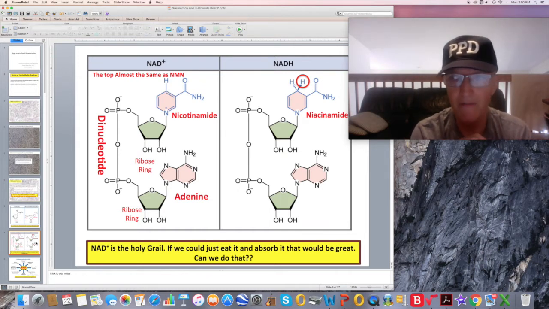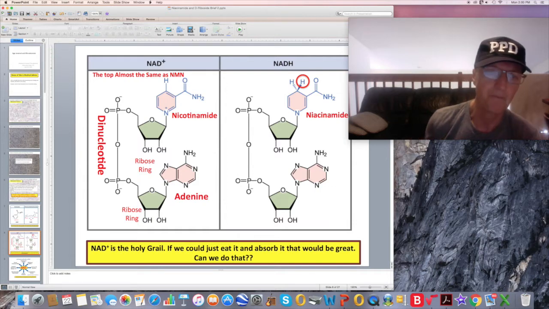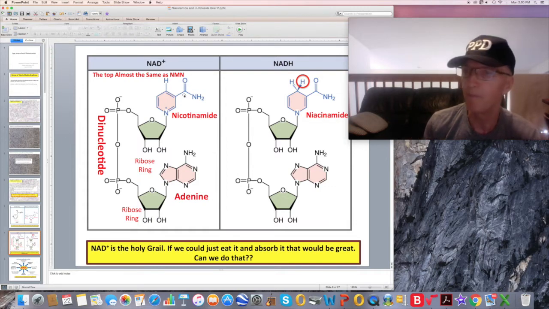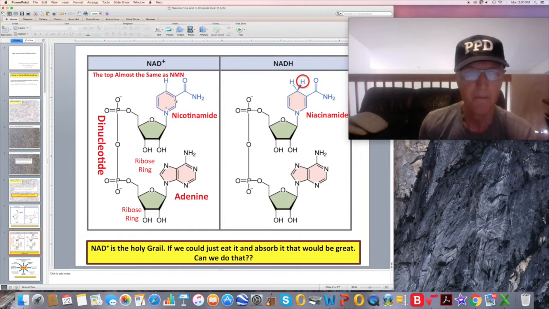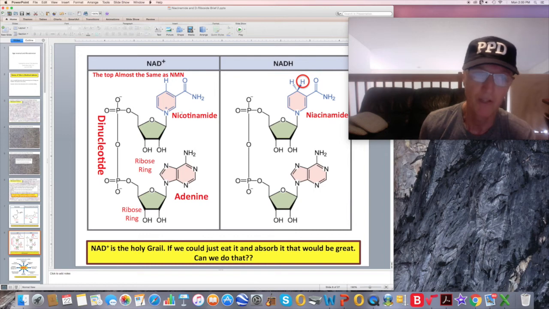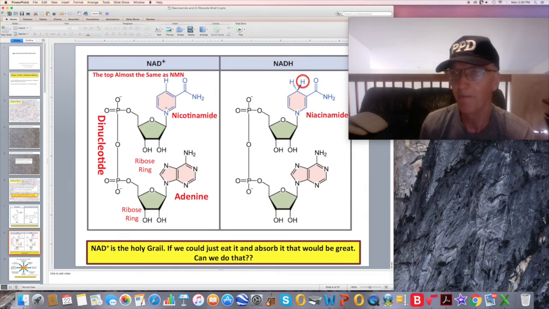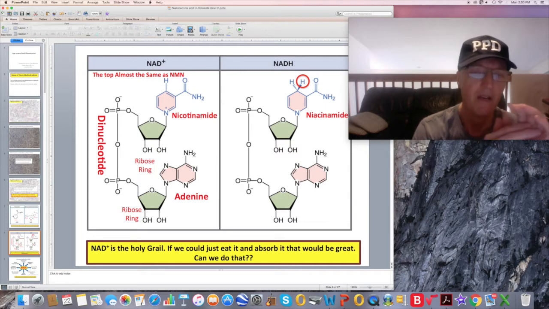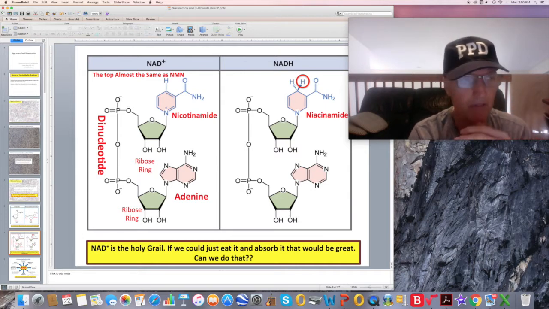So very, very important. And then let's have a look at what this is in terms of what it's made of. The parts of the puzzle here. On the upper right hand of the molecule, we see nicotinamide again. So this is niacinamide, same thing, nicotinamide. You can recognize it from the previous chart.